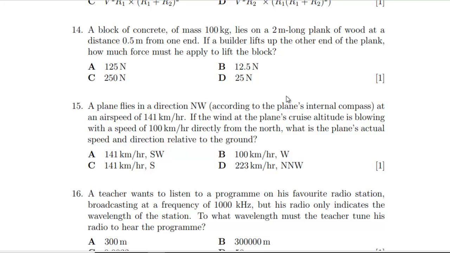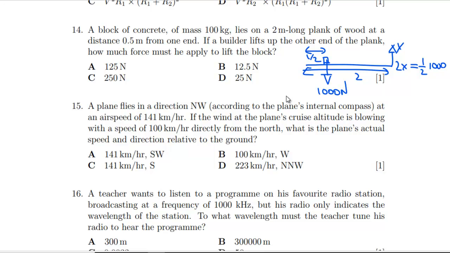A block of concrete, mass 100 kilograms, lies on a 2 meter long plank. So we've got a 2 meter long plank, and the 100 kilograms is half a meter from one end. So that's going to be 1,000 newtons at half a meter, when we've got the full length of 2. If the builder lifts up the other end of the plank, how much force must he apply to lift the block? Right, so we're just doing moments about the end. So we've got 2x is equal to a half of 1,000. So x must be 250 newtons, which is C.